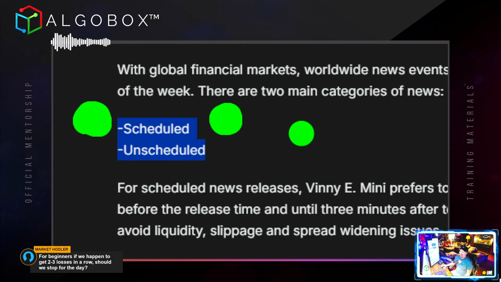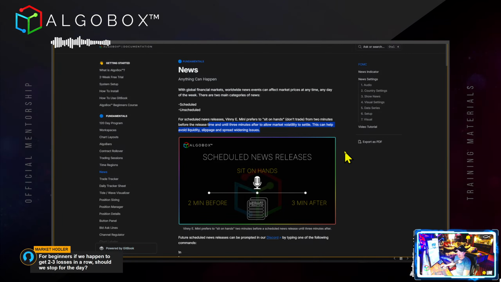Next, for scheduled news releases, Vinny Emini refers to sit on your hands, don't trade. 2 minutes before, this is the key, 2 minutes before, and until 3 minutes after, to allow market volatility to settle. This can help avoid liquidity issues, slippage, and spread widening issues, amongst others. 2 minutes before the news event, 3 minutes after.